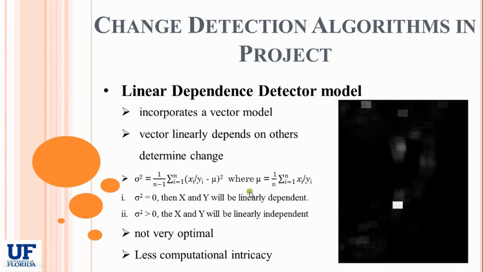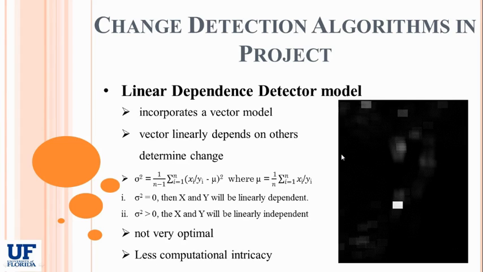So based on the variation between two vectors, you're able to tell whether there is a change or no change. Now, if the variation is equal to 0, that means that x and y are linearly dependent, and when they are linearly dependent, that implies that no change has occurred. But if the variance is greater than 0, then they are linearly independent, which tells that a change has actually occurred.